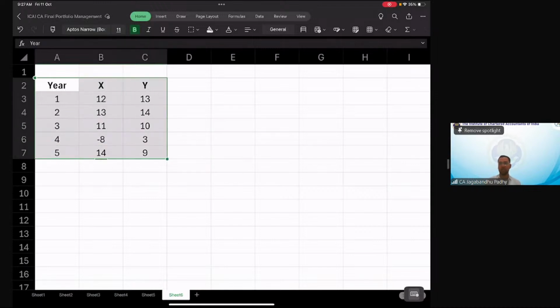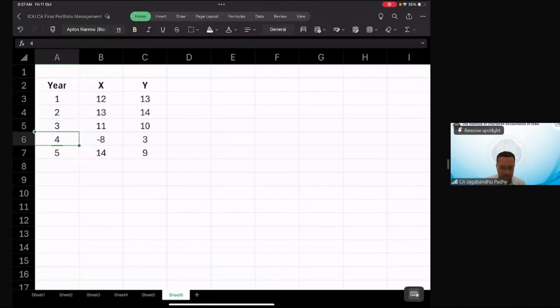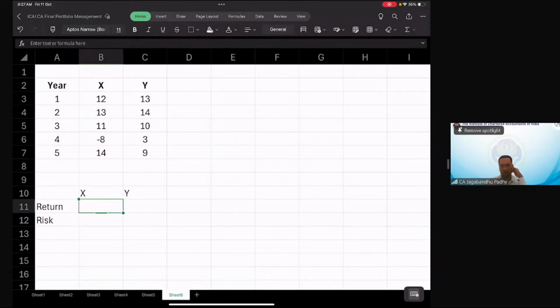How do we get the expected return and the risk of these two securities? Shall I use the probability scenario or historical scenario? Of course, historical scenario. So if I ask you what is the expected return and the risk of the security, let's compute that for X and Y. We are looking for return and risk.